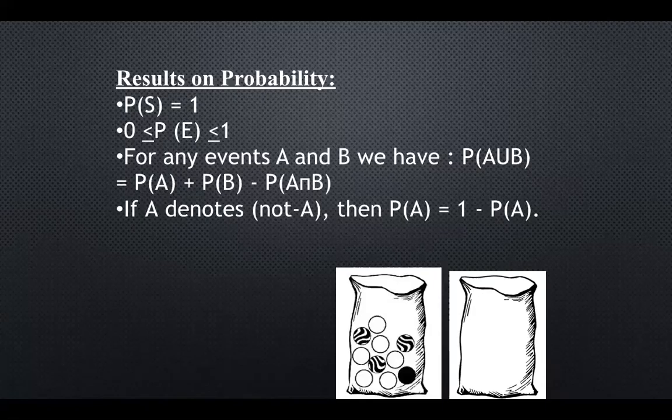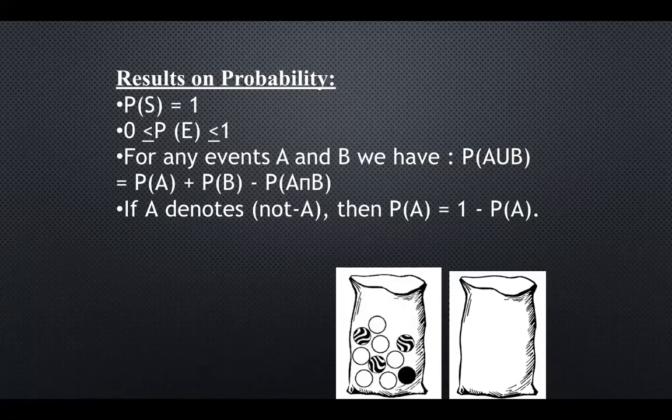Let's say you have performed some experiment, and let's say the probability of that experiment happening is 1 by 7. Then the probability of that event not happening will be 1 minus 1 by 7. This is what will help.